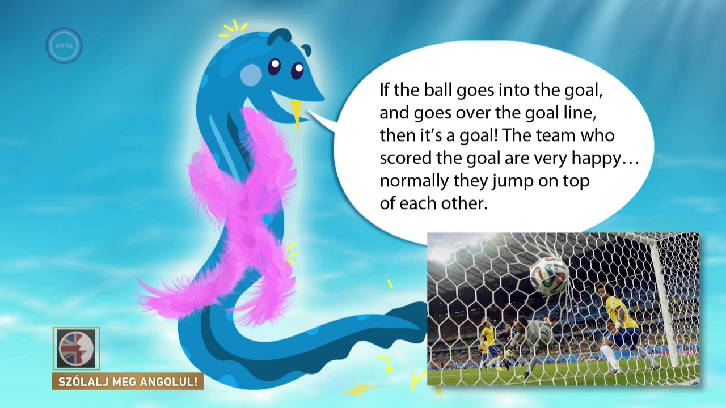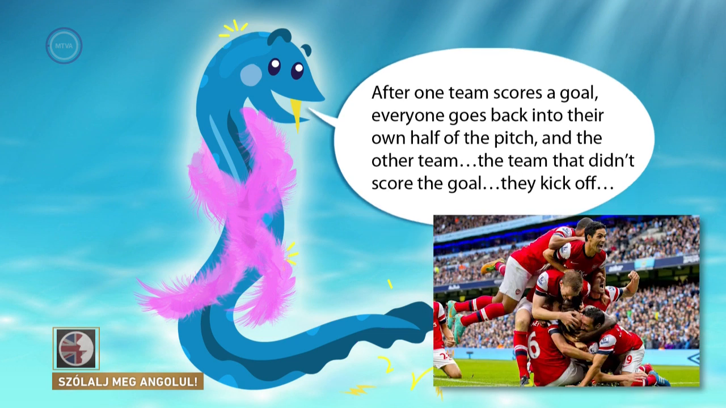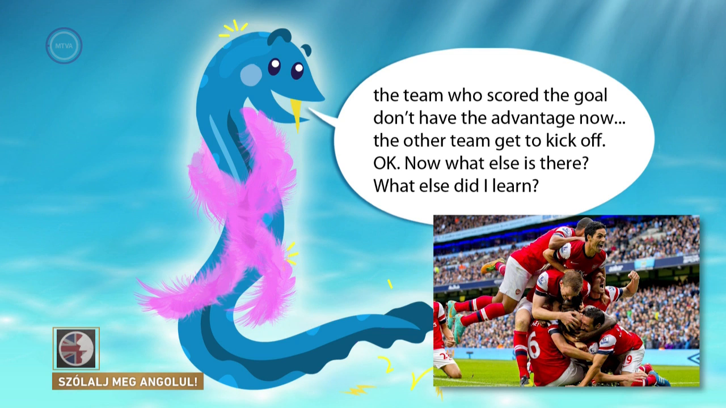The team who scored the goal are very happy. Normally they jump on top of each other. After one team scores a goal, everyone goes back into their own half of the pitch. And the other team, the team that didn't score the goal, they kick off. The team who scored the goal don't have the advantage now. The other team get to kick off.